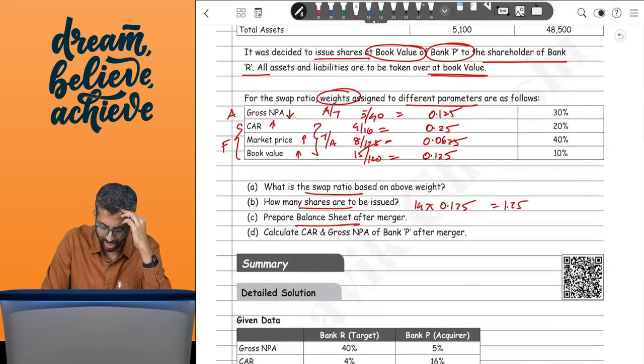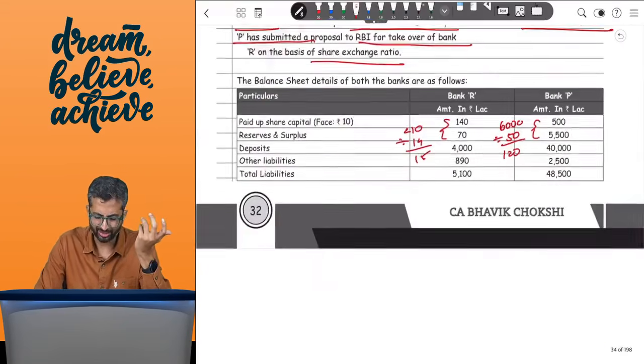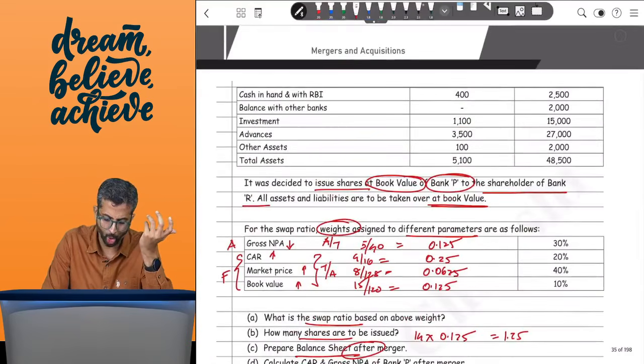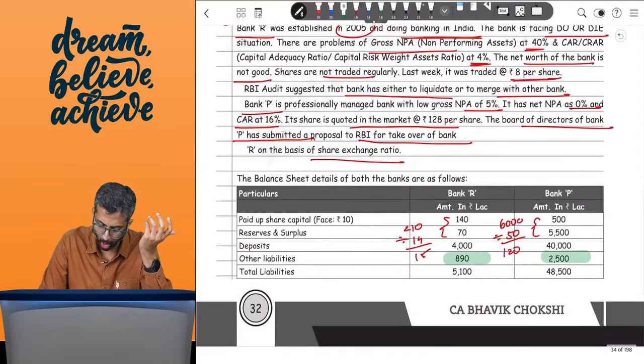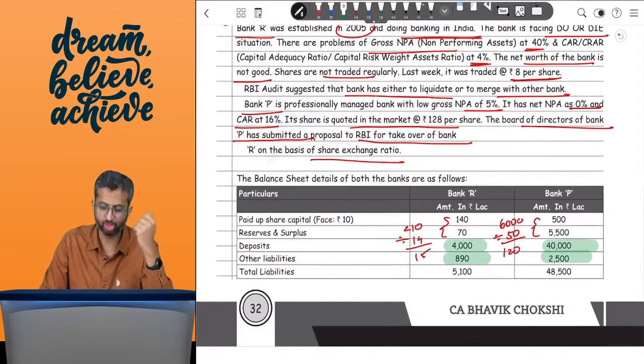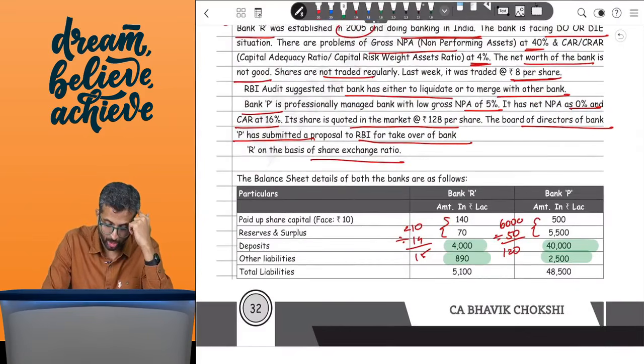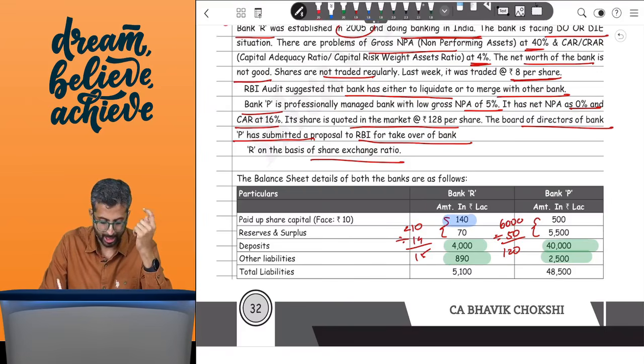You are asked to prepare the balance sheet after the merger. Well, all assets and liabilities are to be taken over. So you will total up all assets, every asset over here, and you will also total up all the liabilities. But can you total up the share capital? The answer is no. So what will you take? Well, share capital is 140 plus the shares to be issued.